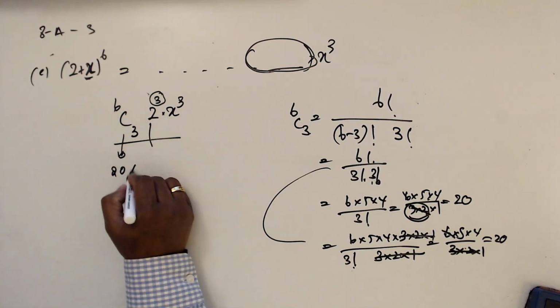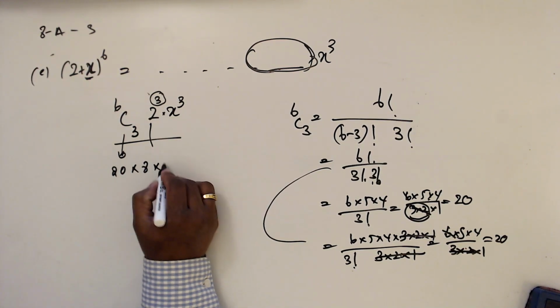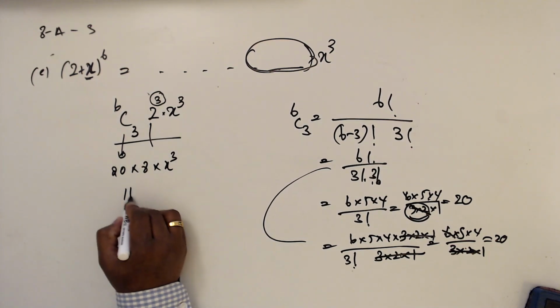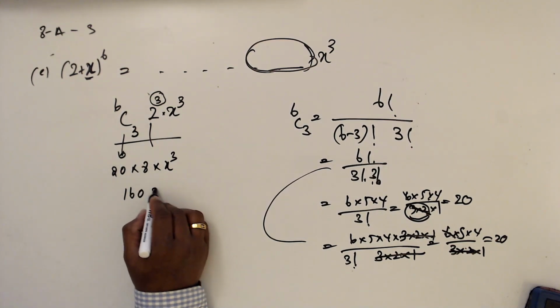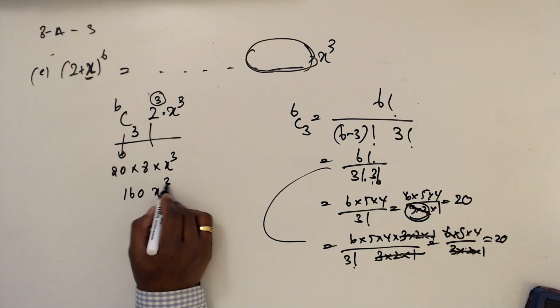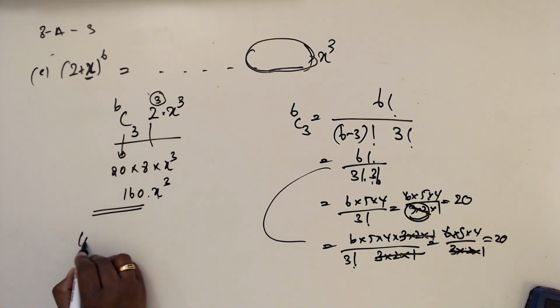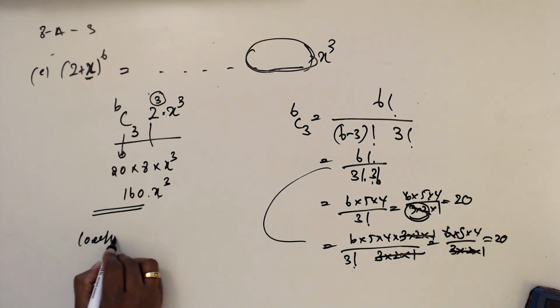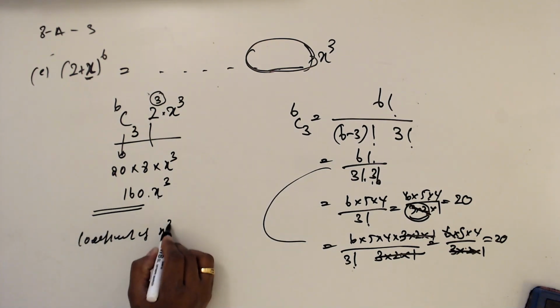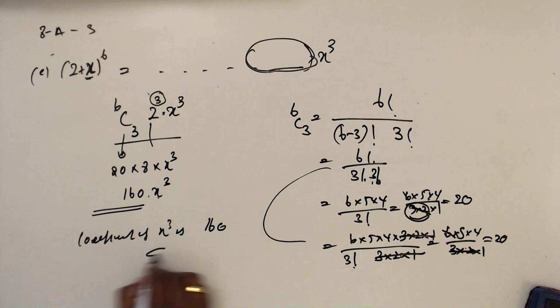2 to the power 3 is 8. And x cubed. So this is going to be 160x cubed. The coefficient of x cubed is 160.